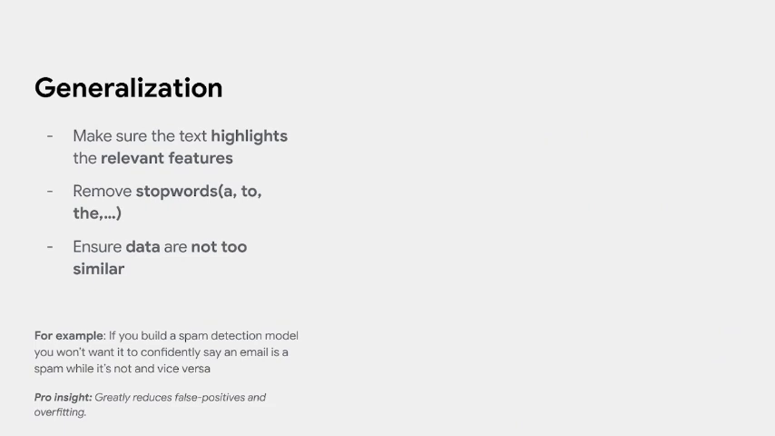Next point is generalization, and here our goal is to highlight the key features and patterns that your model should learn. What do I mean? Here, you make sure the text highlights the relevant features only. You remove stop words that are not important, and you ensure data are not so similar, so the model is going to think widely and not stay narrow and only take what has been given. That's what you don't want.